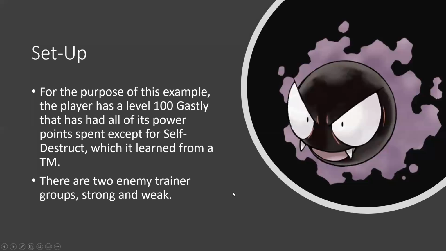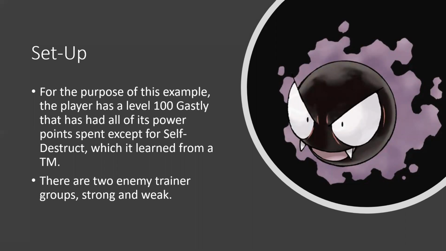So here we have Ghastly, and for the purposes of this example, the player is going to have a level 100 Ghastly that has all of its power points spent except for the move Self-Destruct, which it learned from a TM. Self-Destruct kills your player Pokemon, makes them faint, and also does massive damage to the enemy's Pokemon. So Ghastly can learn this from a TM, which is a technical machine. It's basically a way to teach your Pokemon new moves. So for the purposes of this example, Ghastly is going to know Self-Destruct.